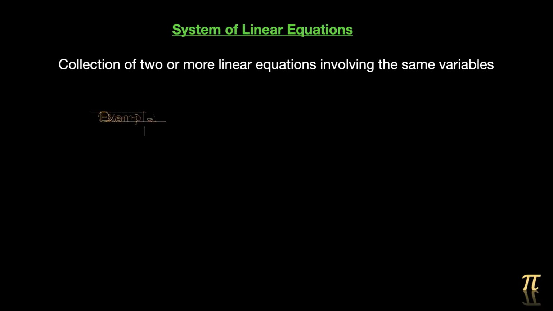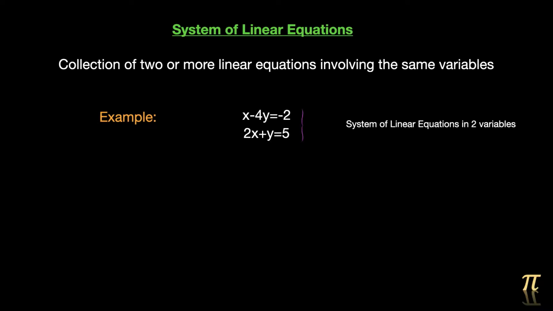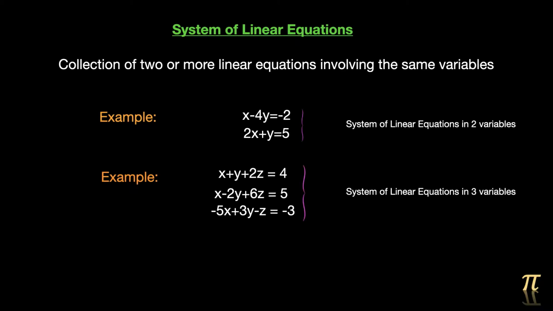Let me give you some examples of a system of linear equations in two variables. So we can say that this is a system of linear equations in two variables. This is another example, a system of linear equations in three variables.